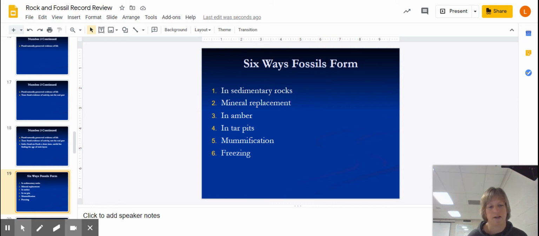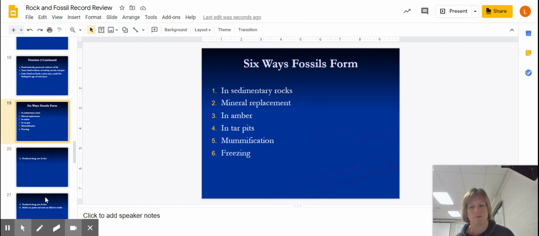Remember, that's like petrified wood or the coprolite, when minerals go in and fill in the cell walls and replace what was there. In tree sap, which is called amber, in tar pits, mummification, remember, is drying out, and then freezing is the least common, which you're like, well, that's weird. That seems like it'd be really common. But it has to be a place that is below freezing all year round. So those are the 6 ways fossils form.